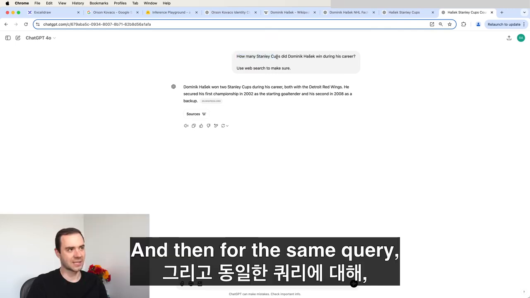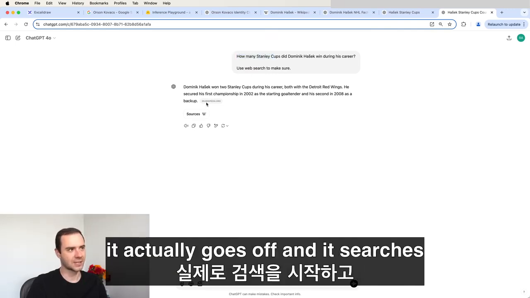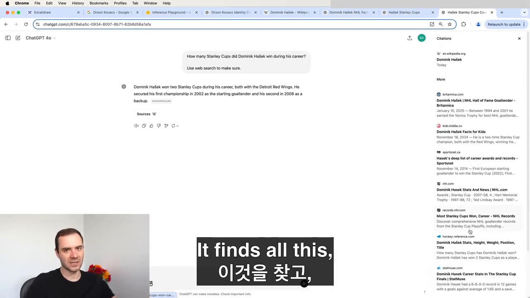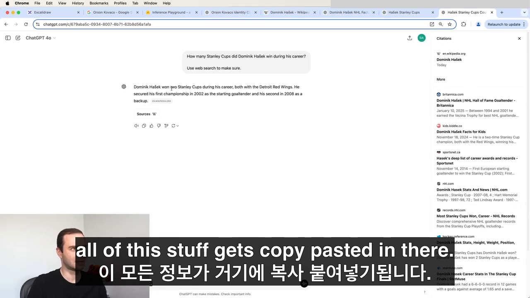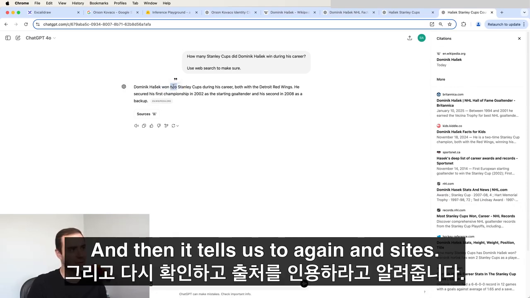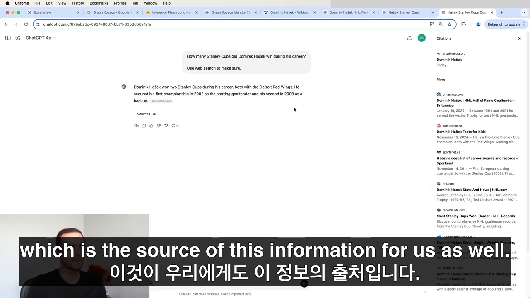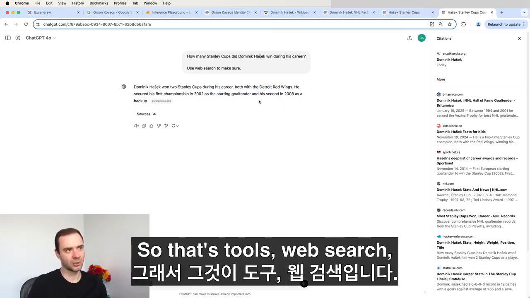Then for the same query, it actually goes off and searches, and finds a bunch of sources. All of this stuff gets copy-pasted in there, and then it cites again. It actually says the Wikipedia article, which is the source of this information for us as well. So that's tools, web search.